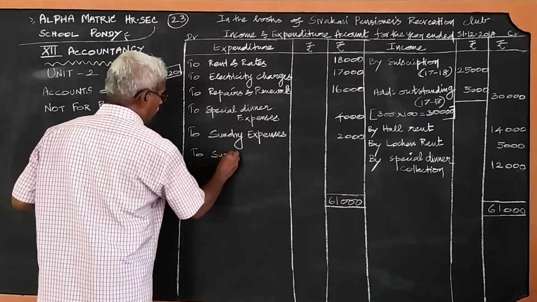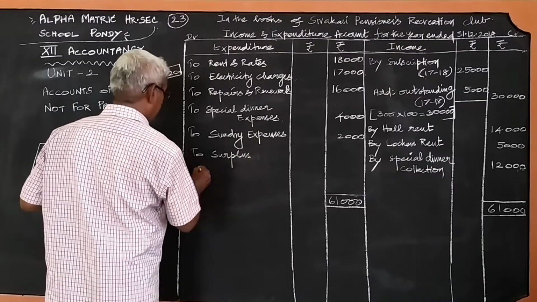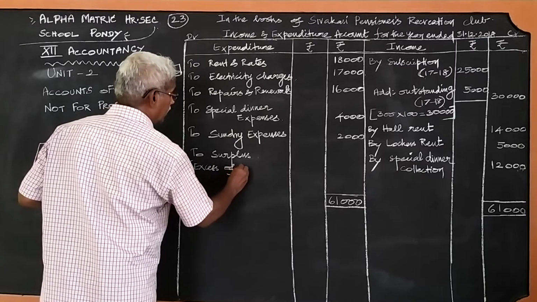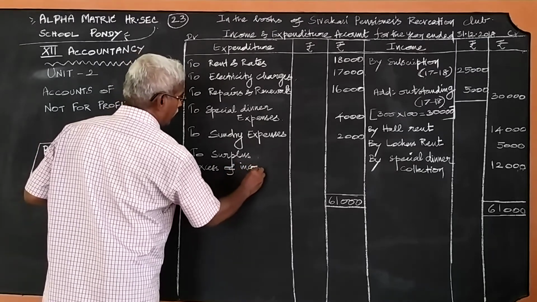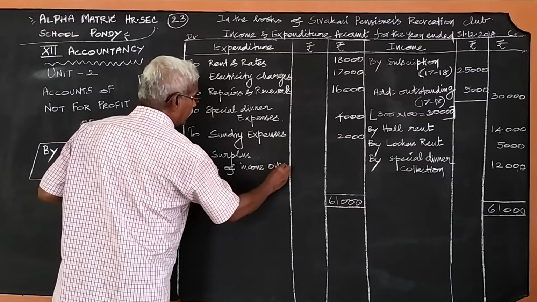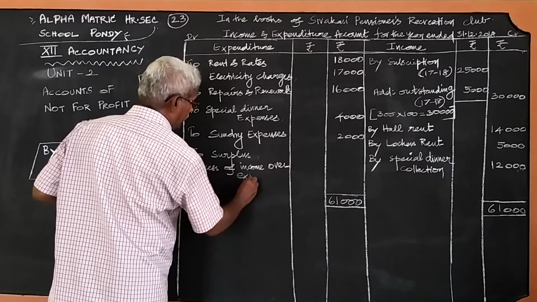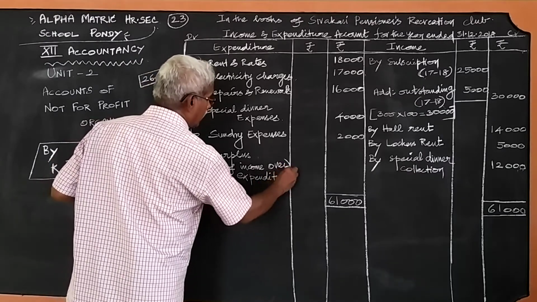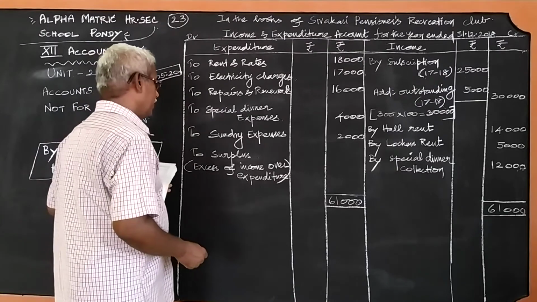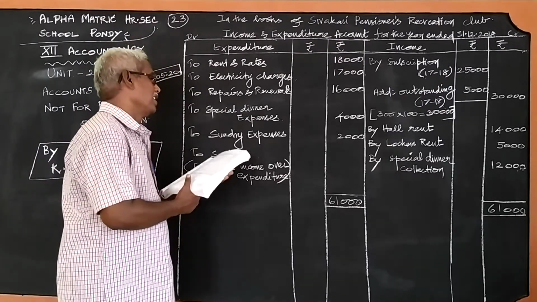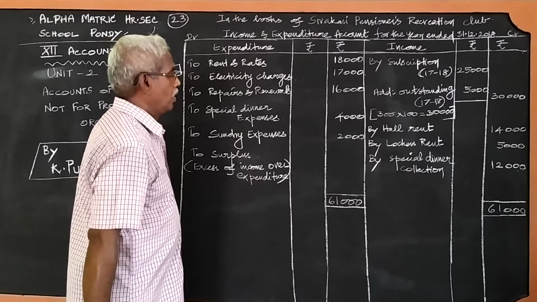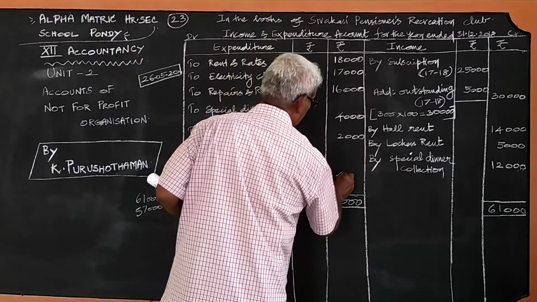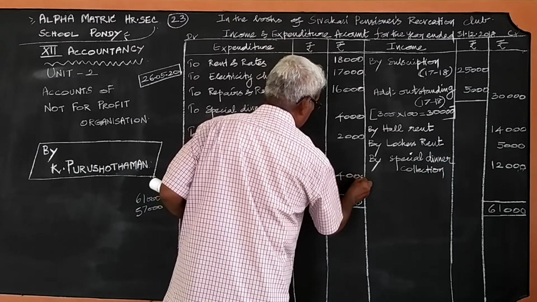And the balancing figure, income is greater, therefore it is surplus. To surplus, excess of income over expenditure. Excess of income over expenditure. This is what we have completed. The balancing figure is 4,000. This is the surplus amount.